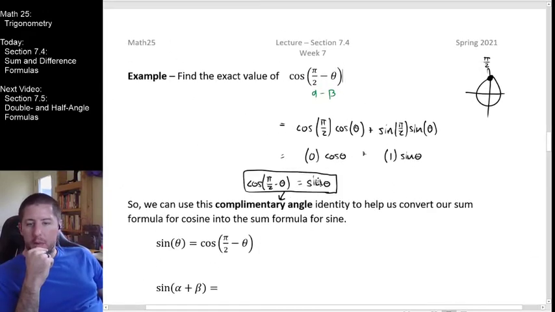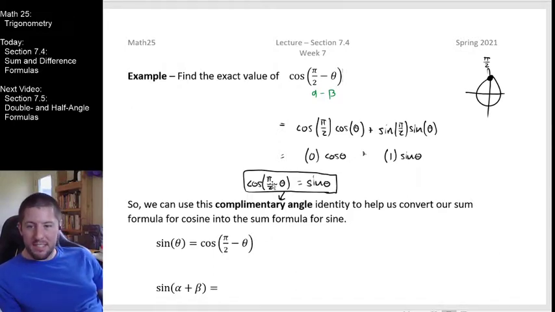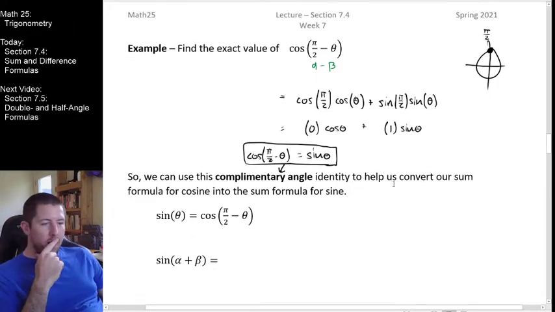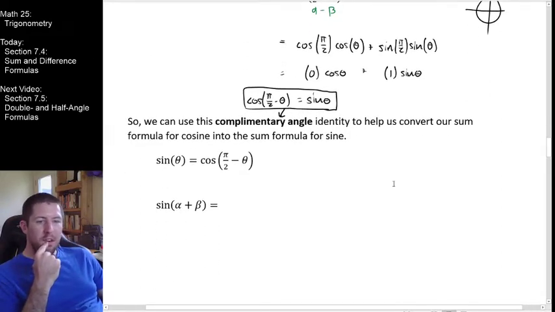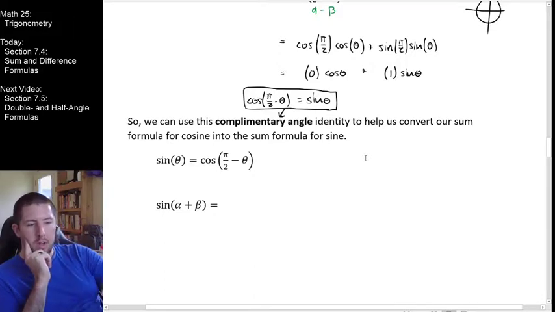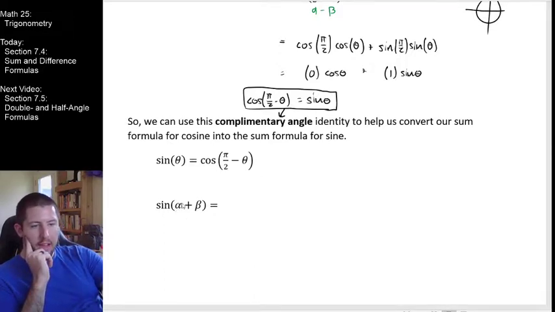So this is going to be our way to rewrite sines and cosines where we're introducing a difference term in there, pi halves minus theta, but we now know how to handle differences. So we're fine. It's not really a big deal, right? So let's use this idea to help convert our sum formula for cosine into the sum formula for sine. I've got sine of alpha plus beta, so I'm thinking of theta as alpha plus beta.